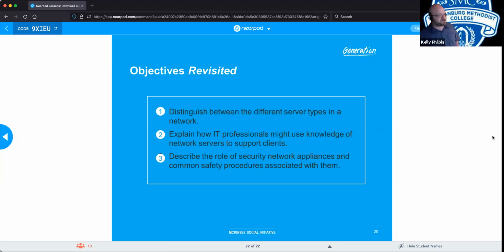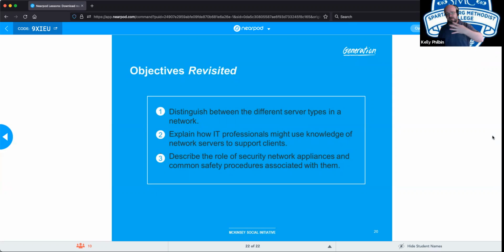Beautiful part about the servers is the name pretty much tells you what it does. Only ones that might trip you up a little bit might be authentication and proxy. For the most part, what it tells you it does, that's what it does. And then we should now be able to explain how IT professionals might use knowledge of networks and servers to support their clients, and describe the role of security network appliances and common safety procedures associated with them.